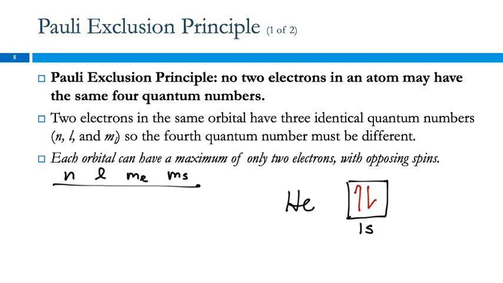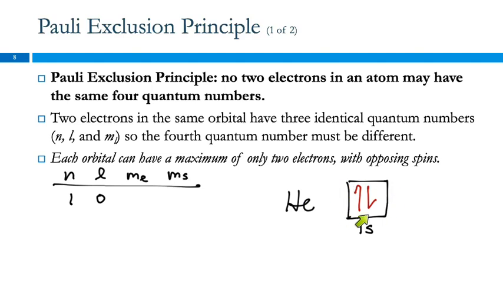For the 1s orbital, what's the value of N? 1. That's indicated by the 1. What's the value of L? It's 0. So L can be from 0 up until 1 less than N, and it goes 0, 1, 2, 3, S, P, D, F. We use letters instead of the numbers. So both of these electrons being in this 1s orbital have the same N and L quantum numbers.